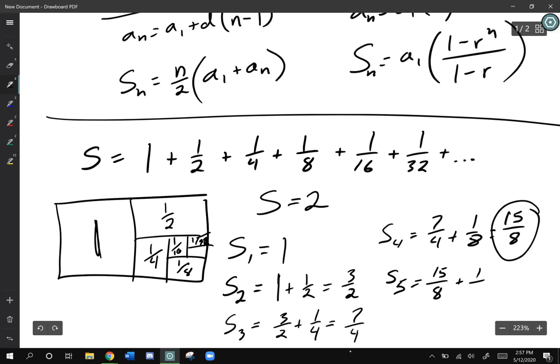And then S sub 5 is equal to 15/8 plus 1/16. This is going to be equal to 31/16, which is even closer. So you just keep getting closer and closer to 2. And this is what partial sums can let you see. They can let you see these values here.